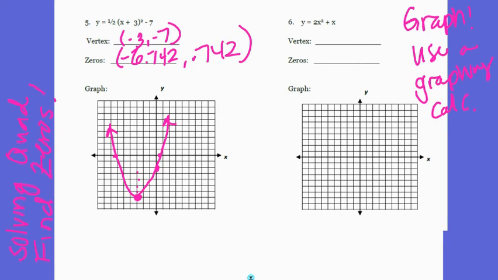You just need to be able to find the zeros. Another way to say solve a quadratic: find the zeros by graphing. Find the vertex by graphing too, if you need to.